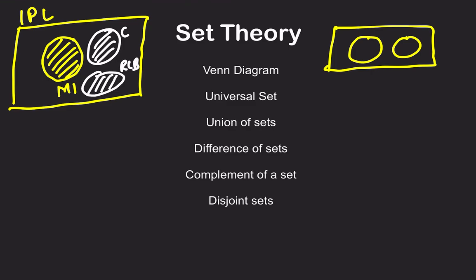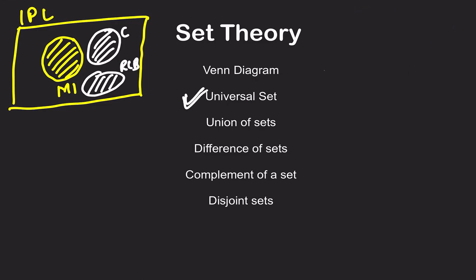This is a universal set of all the players playing in IPL, and these circles show which players are on which team, right? Universal set means all the possible objects that could exist in the universe, the universe of IPL in our example, and in that, one circle represents a single set of a team.